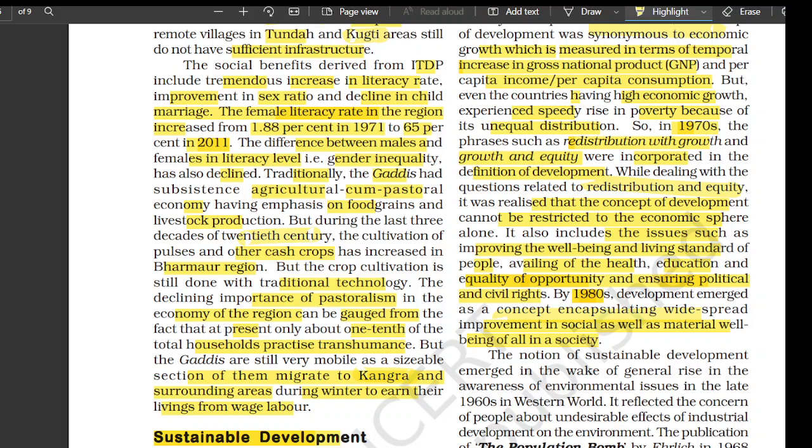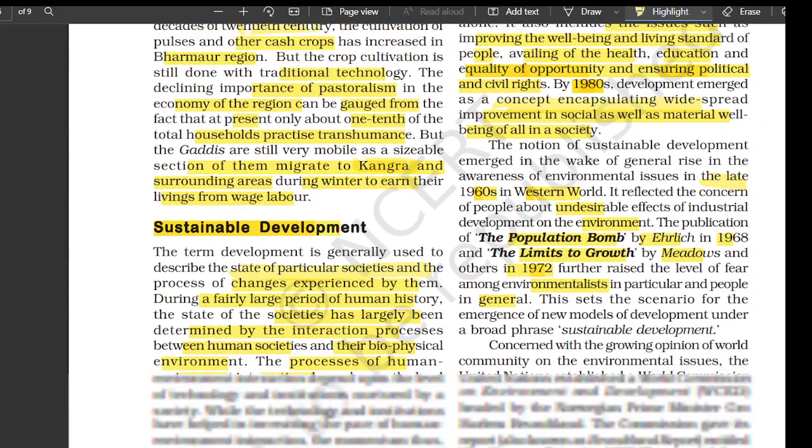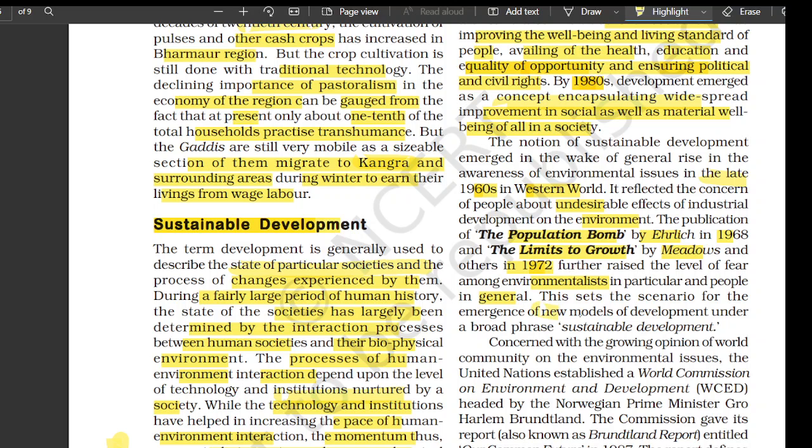The notion of sustainable development emerged in the wake of a general rise of awareness of environmental issues in the late 1960s in the Western world. It reflected the concern of people about undesirable effects of industrial development on the environment. The publication of Population Bomb by Ehrlich in 1968 and Limits to Growth by Meadows and others in 1972 further raised the level of fear among environmentalists in particular and people in general. This set the scenario for the emergence of new models of development under the broad phrase sustainable development.